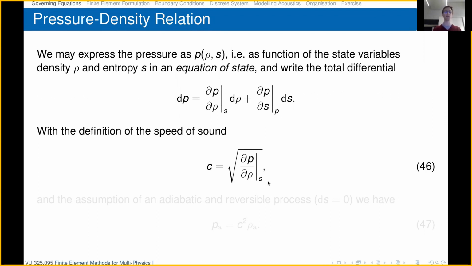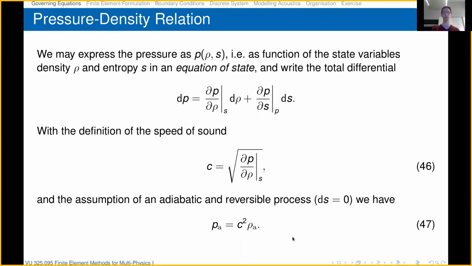in acoustics. We assume the changes in pressure are adiabatic, since there is no time for other energy exchange in this fluid medium. So, for example, heat conduction in the medium is neglected. So if we take this assumption of adiabatic and reversible process, we can say ds is 0, and we obtain our pressure density relation via the speed of sound squared.